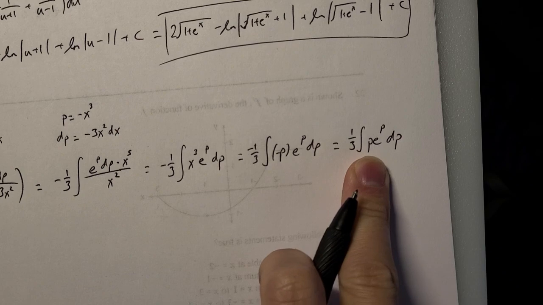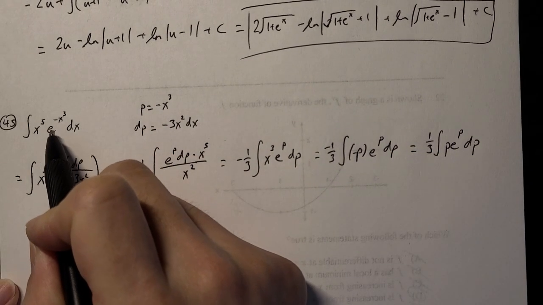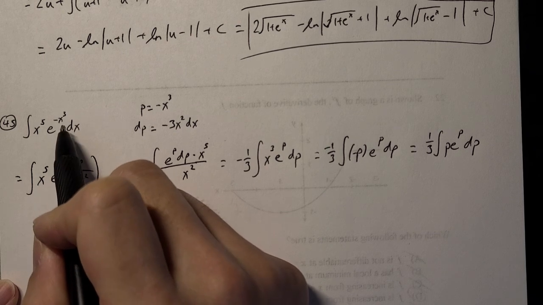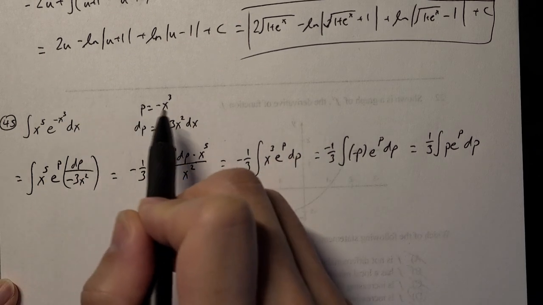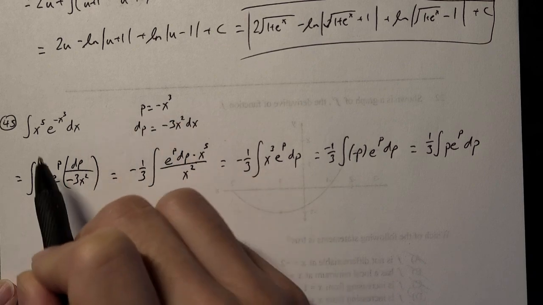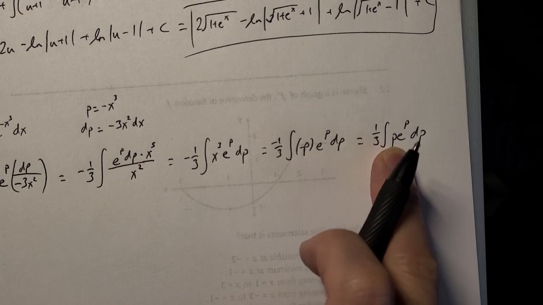This is a classic integration by parts now. So the idea once again was, I know that if it's x to the fifth e to the x, or minus x even, dx, it'll be integration by parts. So let's try substituting p as minus x cubed to see if we still get that kind of classic integration by parts form, which I did.